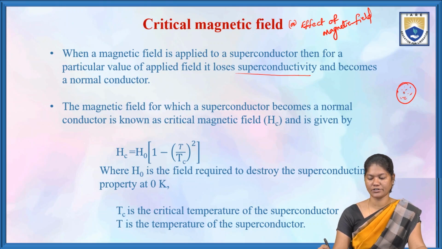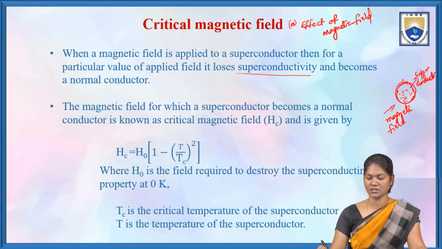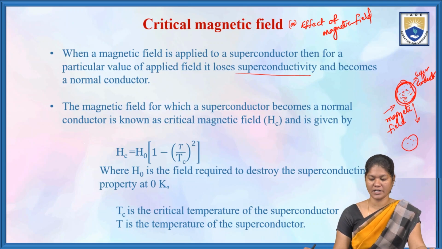So this is a superconductor. When we are applying some magnetic field to this superconductor, then at a particular magnetic field, this superconductor loses its superconductivity nature and becomes a normal conductor.